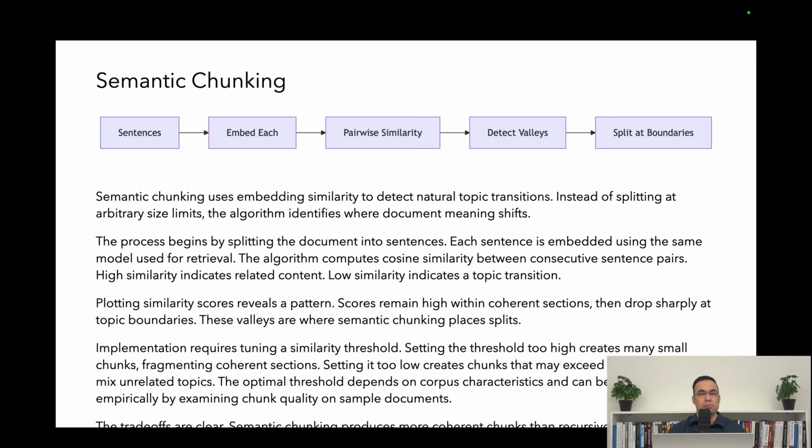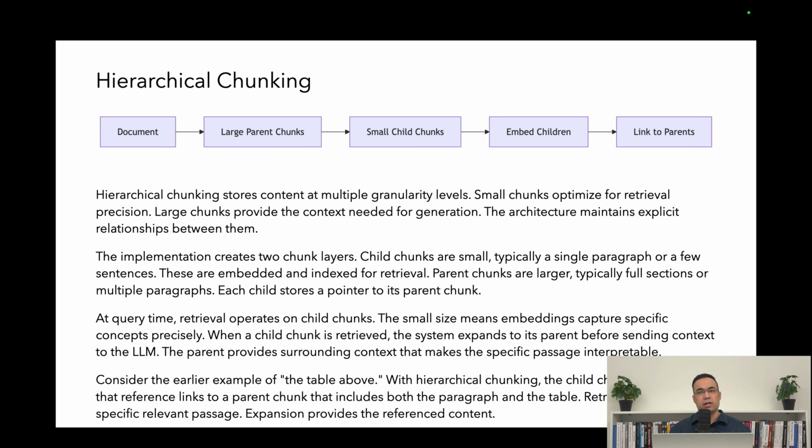Semantic chunking works best for narrative documents like articles, reports, and documentation where topic flow matters. It provides less benefit for highly structured documents like forms or tables where the structure is already defined with proper boundaries. Let's talk about hierarchical chunking. The fundamental insight is that retrieval and generation have conflicting granularity requirements.